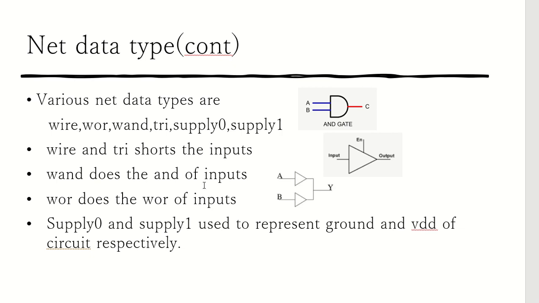Whereas wor does the operation of OR here and assigns it to Y. At this junction, when we declare it as wand, it will do the AND operation and if we declare it as wor, it will do the OR operation and assign it to Y. For this purpose, we use wand and wor. The other data types are supply 0 and supply 1, which are generally used to represent ground and VDD of the circuit respectively. Supply 0 represents ground and supply 1 represents VDD.